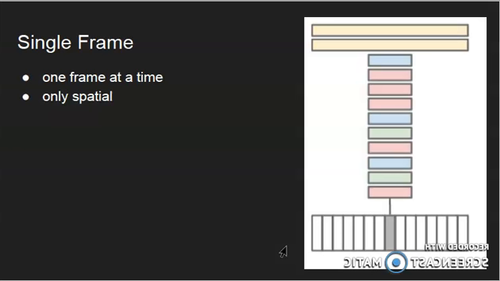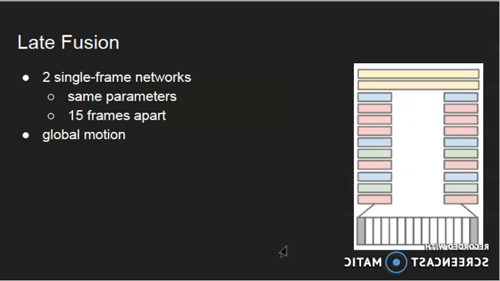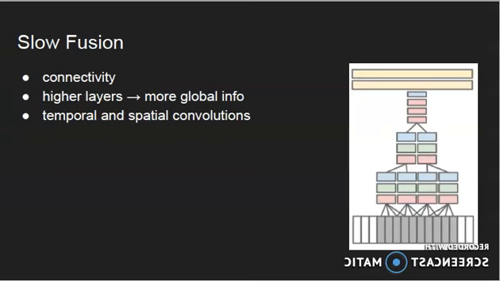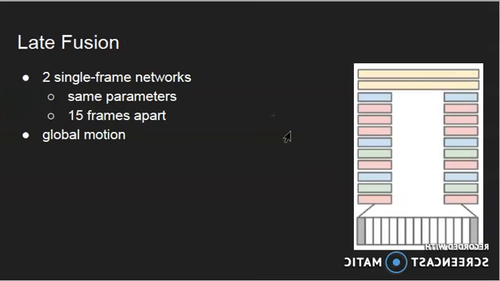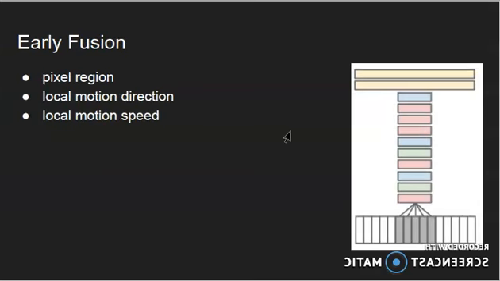The next ones are late fusion, early fusion, and slow fusion. They all record the motion in videos using multiple frames, while single frame doesn't record the motion. As we can see here, the differences to single frame networks are that it has global motion, a pixel region, local motion direction, and local motion speed.